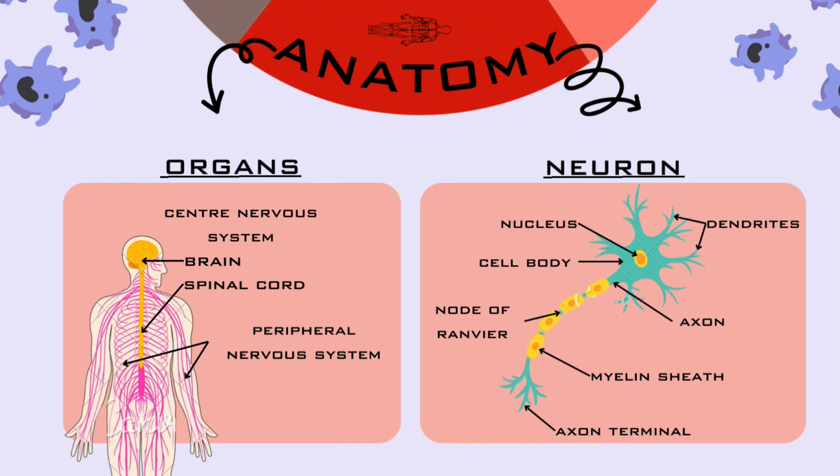Next, we will talk more about the neurons, the nerve cell. Generally, this is how a neuron looks like. Neurons have dendrite, nucleus, cell body, axon, node of Ranvier, myelin sheath, and axon terminal.